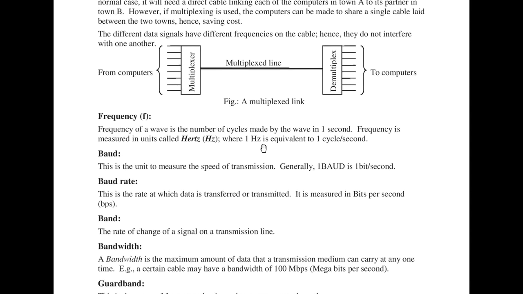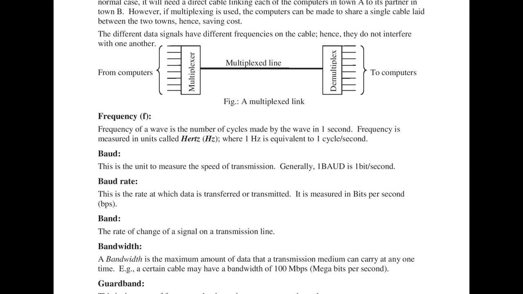Then we also have another term, frequency. Frequency means how many times. That is a cycle. So frequency of a wave is the number of cycles made by the wave in 1 second. They are measured in hertz, Hz.